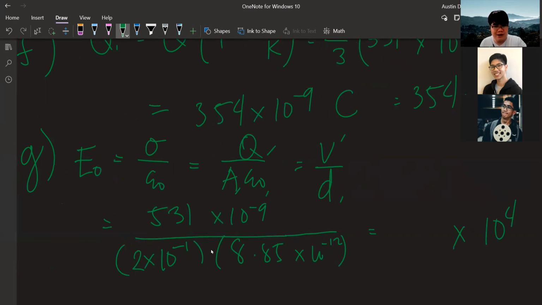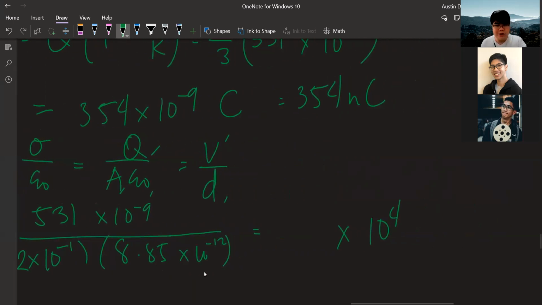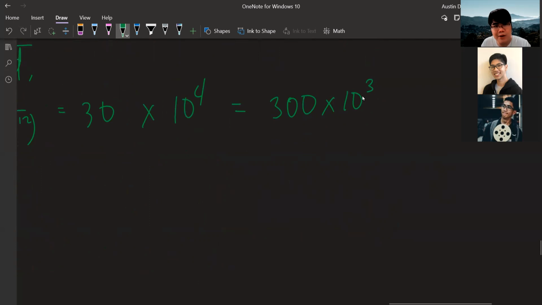So 531 divided by around 17. And you're left with a nice round number, which is 30. Okay, and I can write this down as 300 times 10 to the 3rd power. Wala lang, nice lang. Okay, so kung gusto nyo gawin din to, yung ginagawa ko, you could go to your calculator. Actually, ang bibigay sa'yo dito ay 3 times 10 to the 5th power.